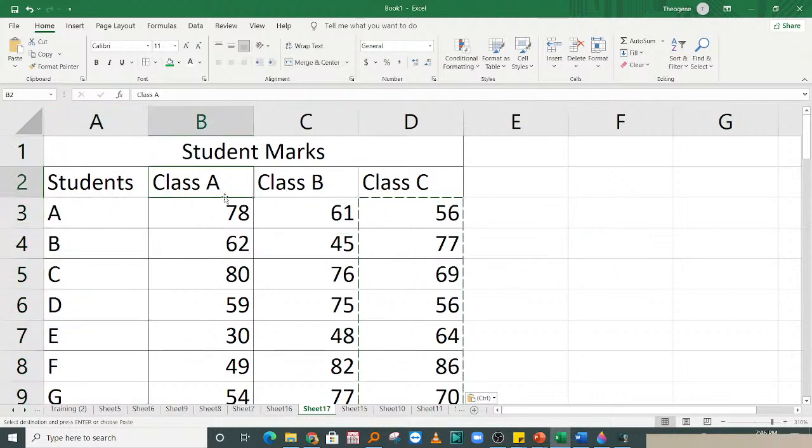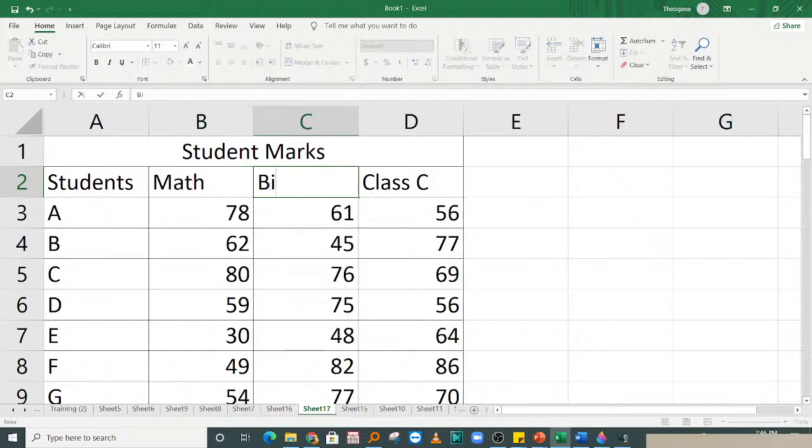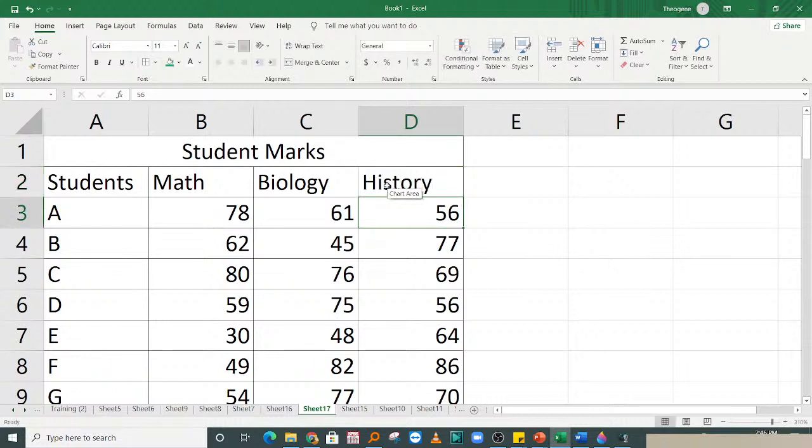Let me change not classes but courses. Let's say this is math, this is biology, this will be a bit easy. So this is physics. Oh, history, don't be too scientific. So we want to know which course students scored more marks than another course. Which course looks a bit easier than other courses?